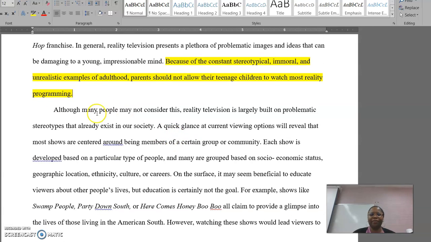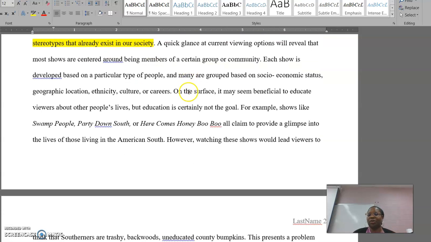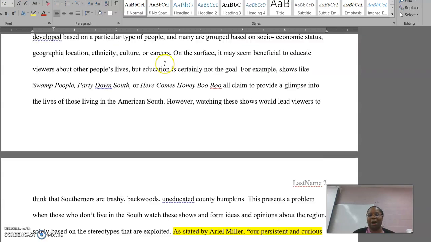So, here, the first point that this writer makes is that although many people may not consider this, reality television is largely built on problematic stereotypes that exist in society. So, this writer presents the first argument that the reason why parents should not allow their teenagers to watch some reality shows is because they build on stereotypes. So then the writer goes on, based on her own opinions, ideas, experiences, to talk about the stereotypes that are presented in reality television and why that's problematic.